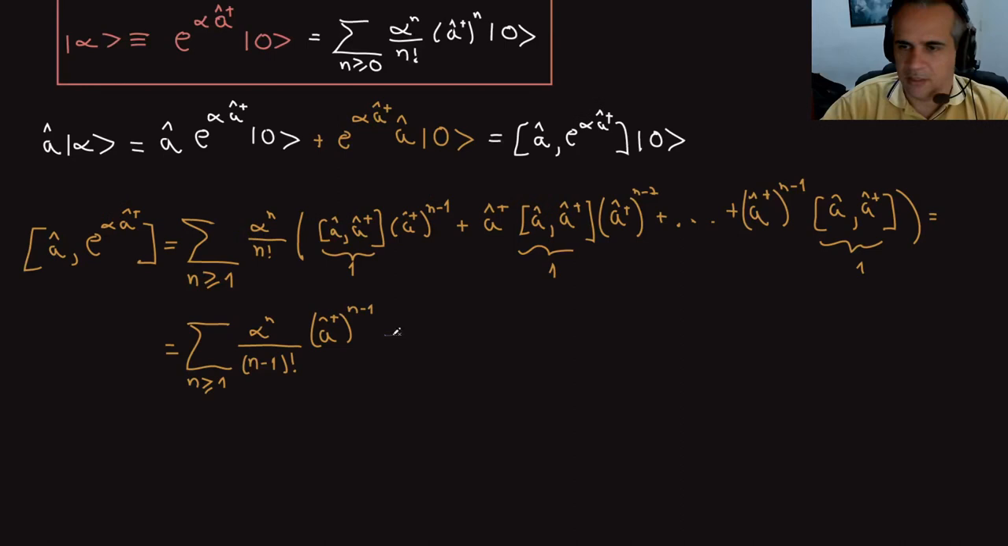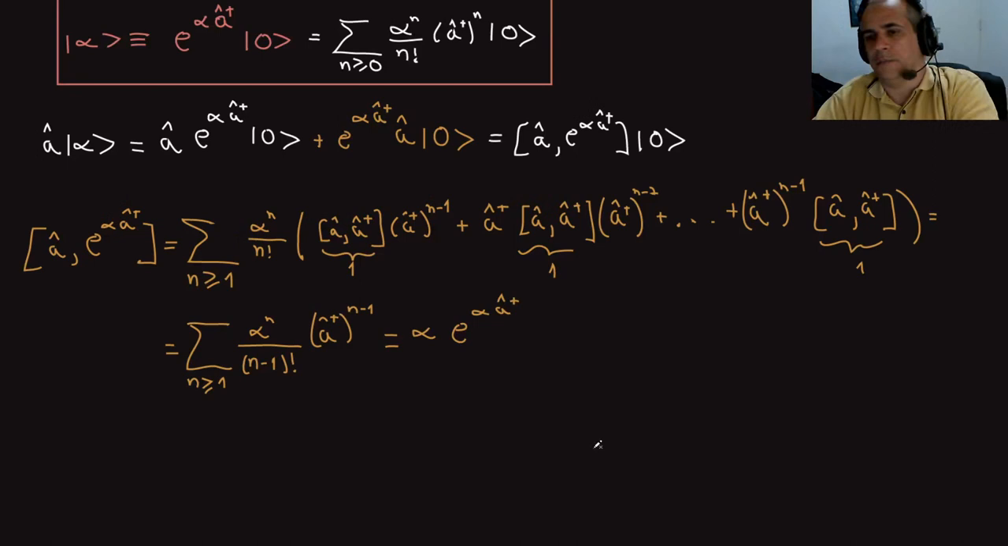I just have one too many alphas here. There's an extra alpha that I have to move outside. So I move the alpha outside, and the power becomes alpha to the n minus 1. Then I just have to exchange n minus 1 by n and start the count from 0 again. I get the exponential again, with the extra alpha term.